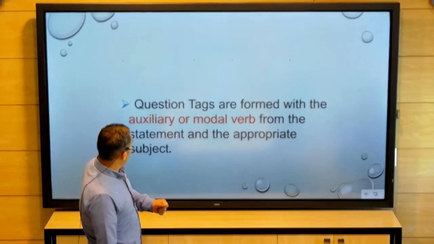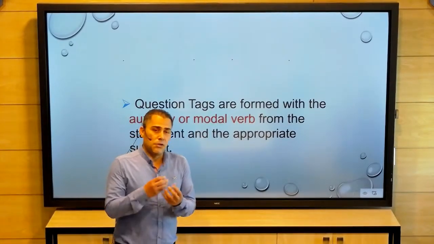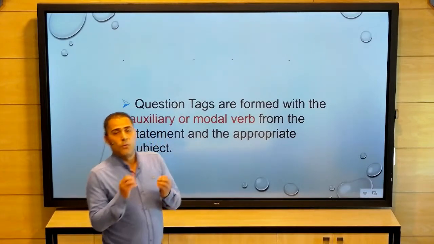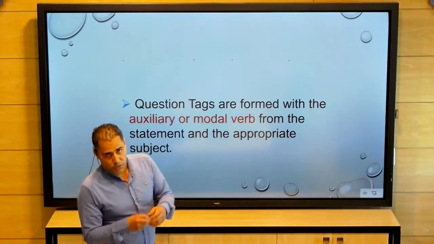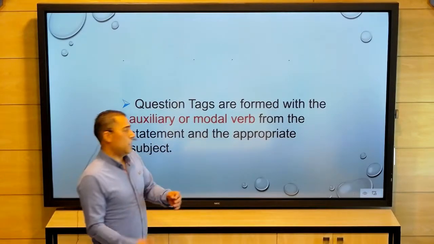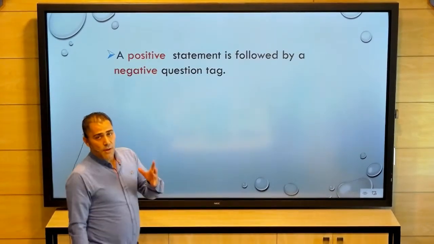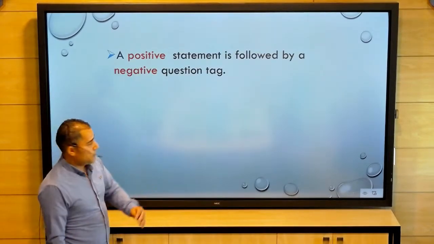The question tags are formed with an auxiliary verb or a modal verb. We use them just like any other questions. We use the auxiliary, like is, are, was, were, or the modals like can, could, and should, for example, with the appropriate subject after the auxiliary or the modal.